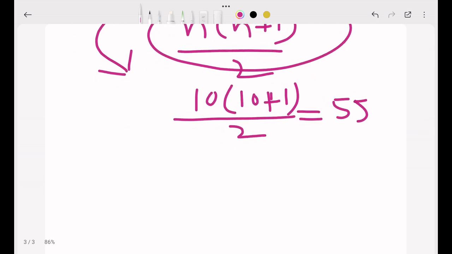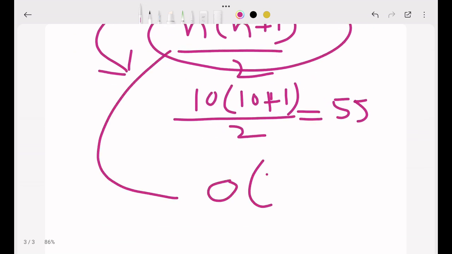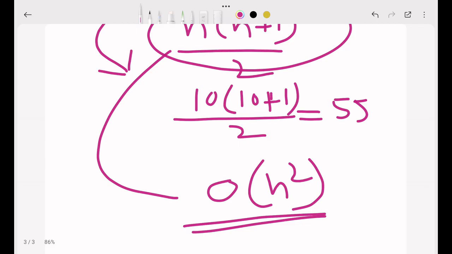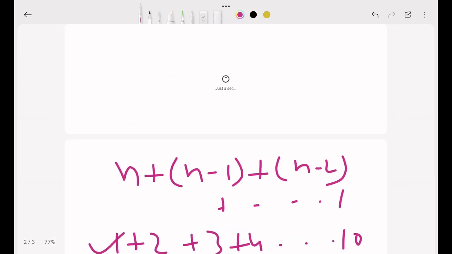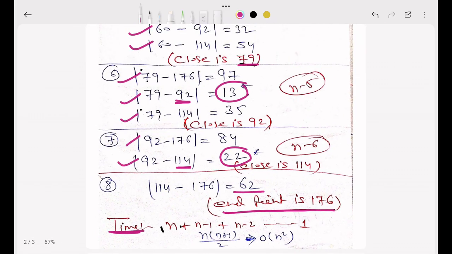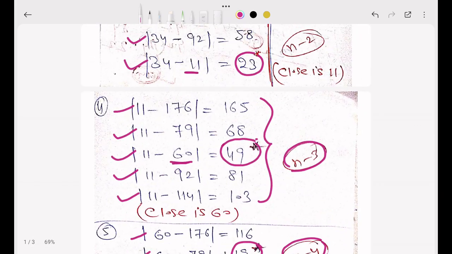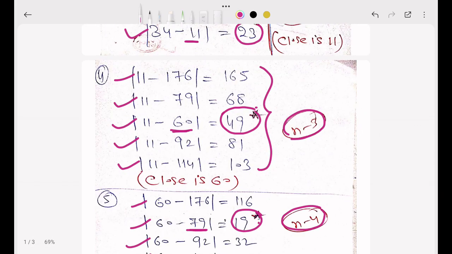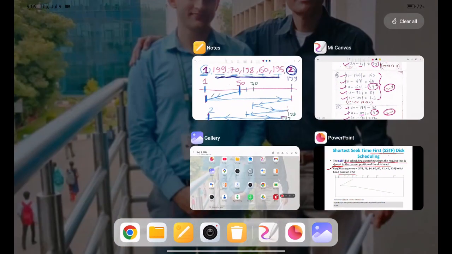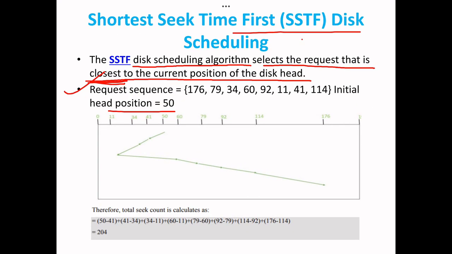So it means that if you calculate, time complexity is order of n square. In the worst case, time complexity is order of n square for this algorithm. Like this the algorithm is working. You have to understand this algorithm. This is very important.